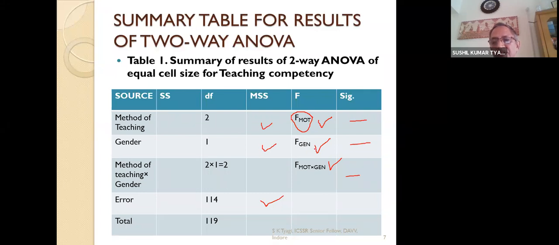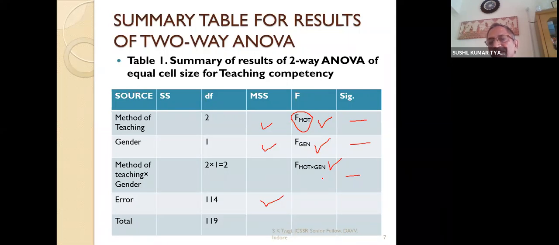F gender, suppose it is not significant, then finished. No need to follow further. But if F gender is significant, then we do not require post hoc or contrast test, because there are only 2 groups. Whichever group has greater mean is better, in the context of the dependent variable, than the remaining group. Now, if this interactional effect is not significant, then finished. We do not need to follow up. But if it is significant, then it has to be followed up.